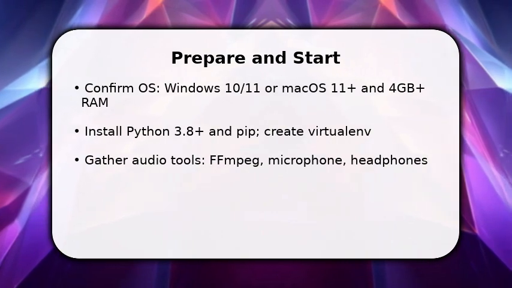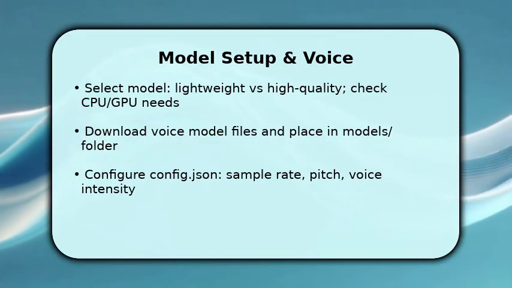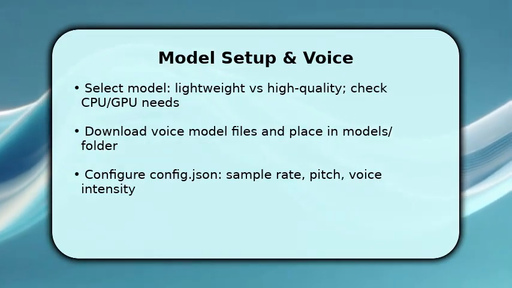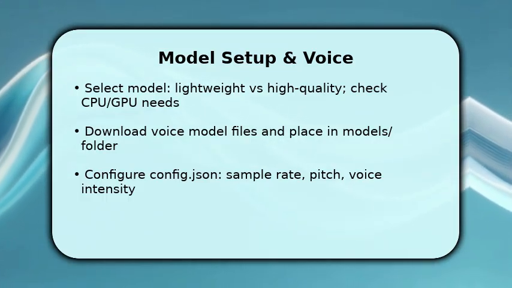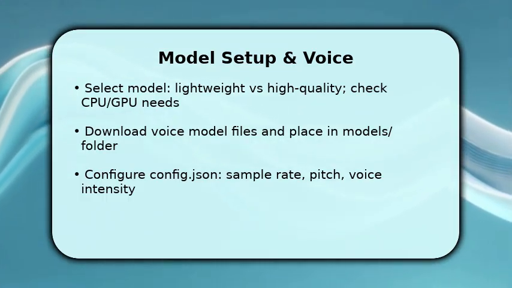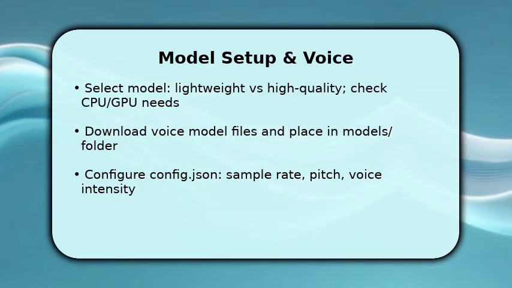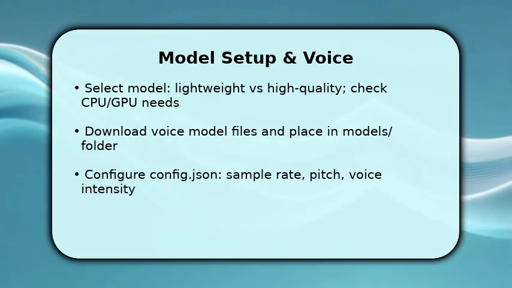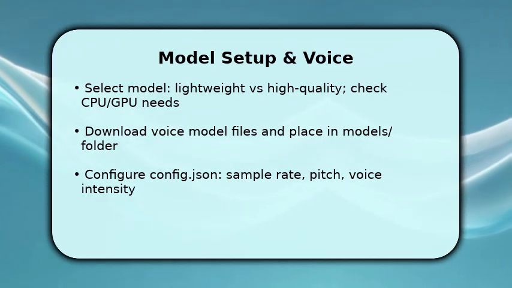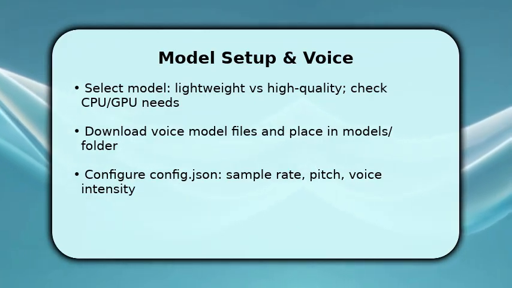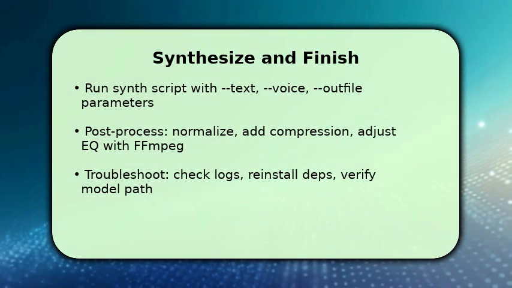Now you configure the voice and load the model. Choose between a lightweight model for CPU or a high-quality GPU model. Pick one that matches your hardware. Download the mafioso-style voice files and drop them into a model's directory. Edit config.json to set sample rate, pitch shift, and voice intensity so the timbre sounds gritty but clear. Once configured, run the loader script to cache assets and generate a short test phrase to evaluate tone and timing before integrating text input.